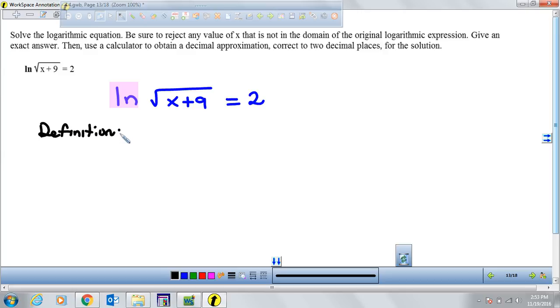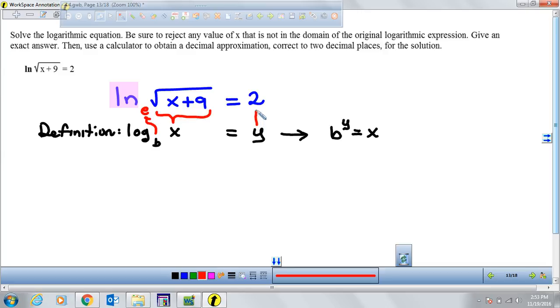The definition says that log base b of x equals y is equivalent to b to the y power equals x. Okay. So the only thing that we are missing in this logarithm is the base. But anytime we have a natural logarithm, by definition, the base is automatically the number e. So that is the base in this logarithm. So your x is represented by the square root of x plus 9, and the exponent y that you see on that expression is 2.